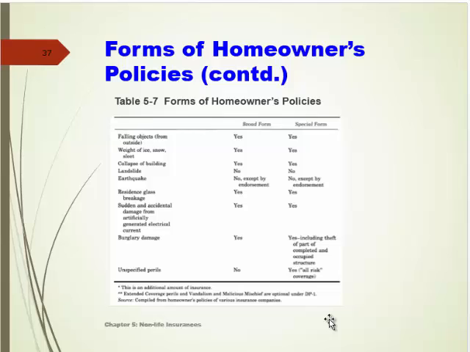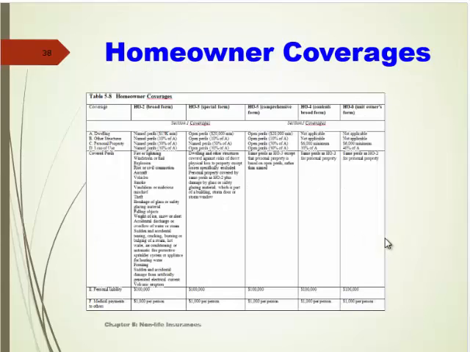Obviously, down here they talk a little bit more about the collapse of a building, landslide, earthquake. Who's covering this? If you look, landslides and earthquakes are no, right? They're not covered by the broad form, not even covered by a special form. It has to be by a specific kind of endorsement. That means you have to have it written in the contract that those things are covered. I would wager there are a lot of insurance policies written in California that have landslide and earthquake coverage written into their policies.